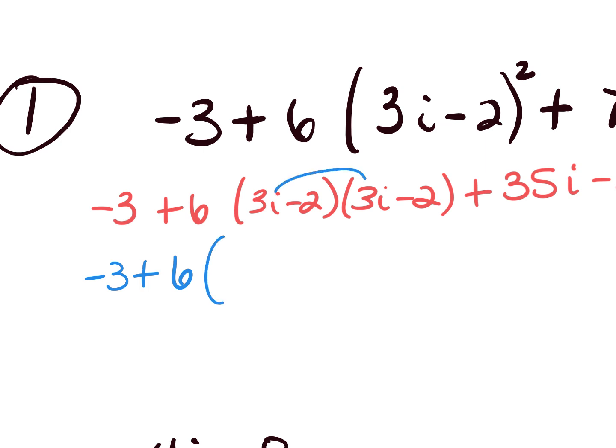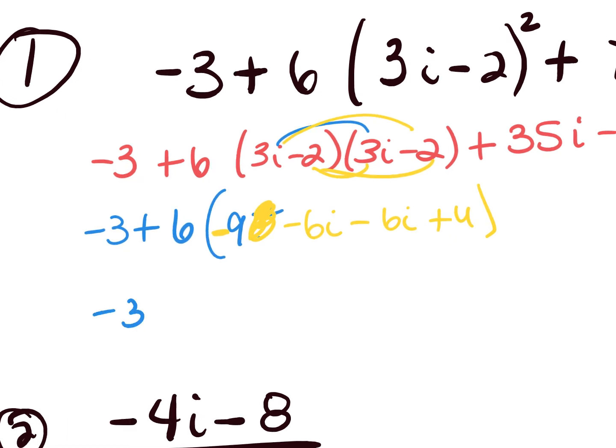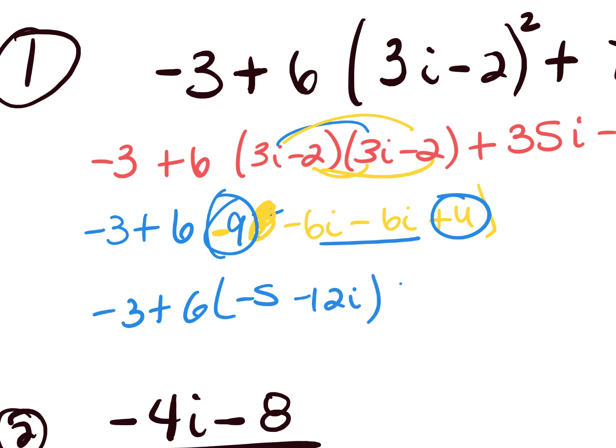3i times 3i is 9i squared. Cross off that i squared and put what? Negative 9. Good. So 3i times negative 2 is minus 6i. Negative 2 and 3i is minus 6i. Negative 2 and a negative 2 is plus 4, right? So just simplify that. You still have the negative 3 plus 6 times. What's negative 9 plus 4? Negative 5. And that is what? Negative 12i. Good. And then you still have the rest of your problem.